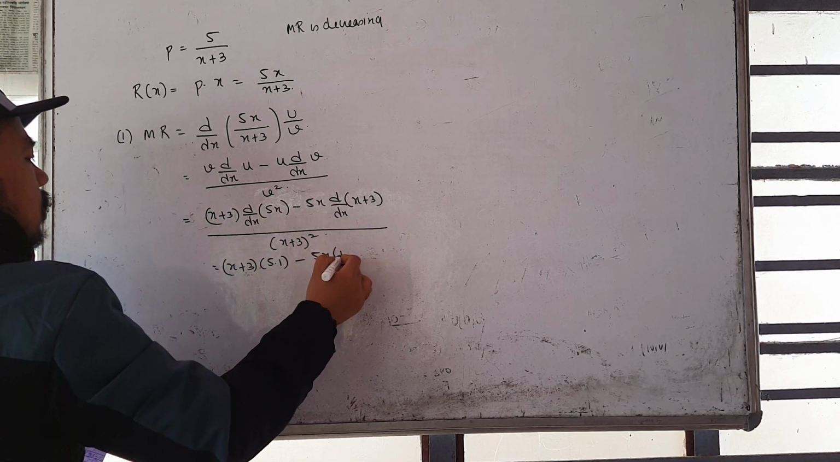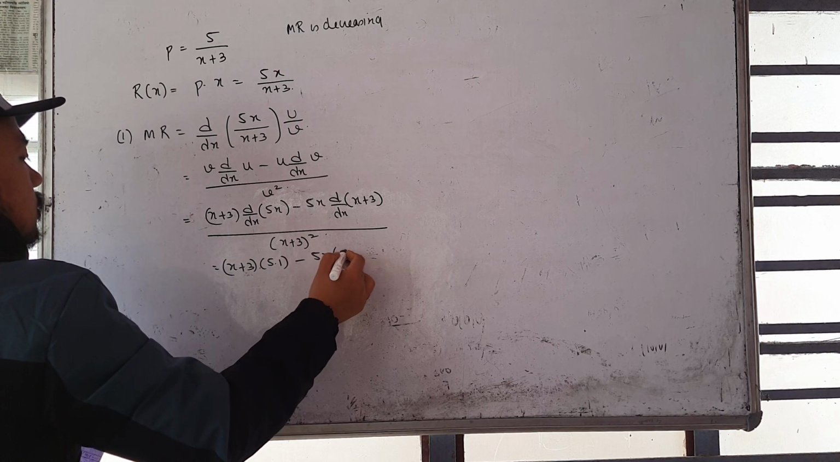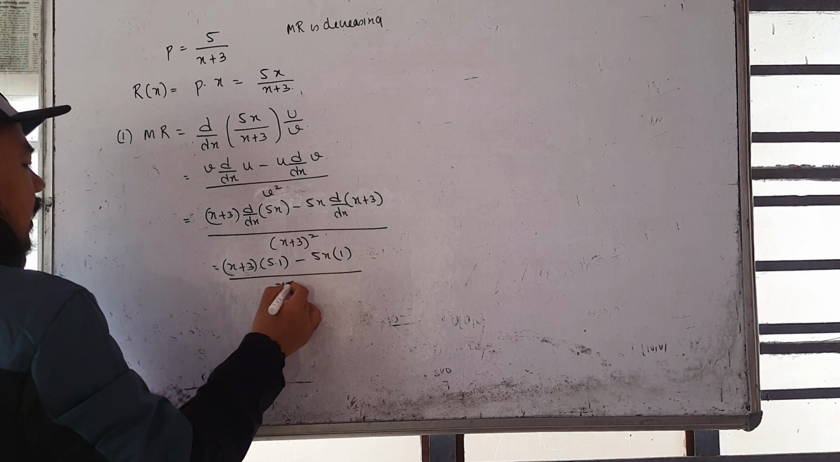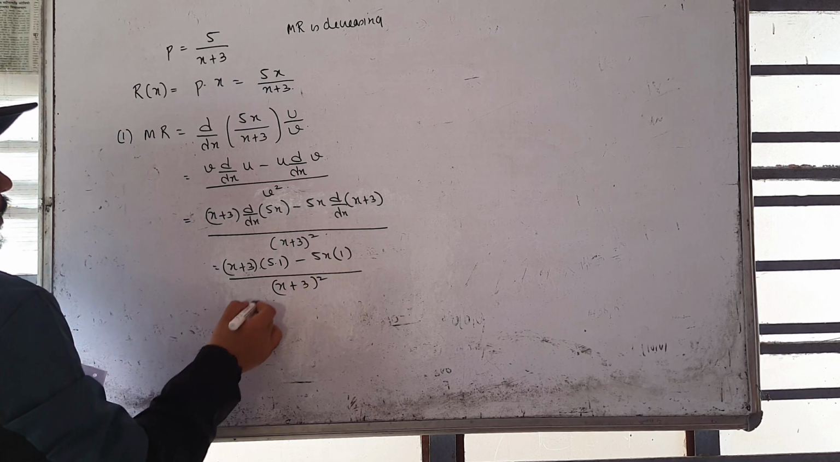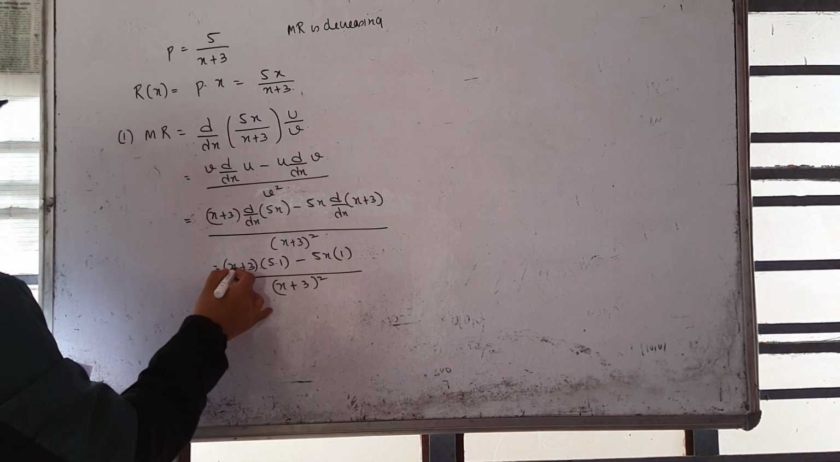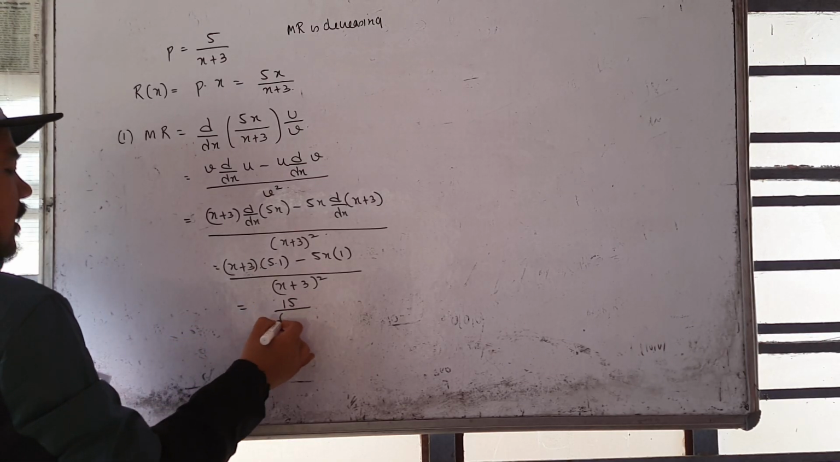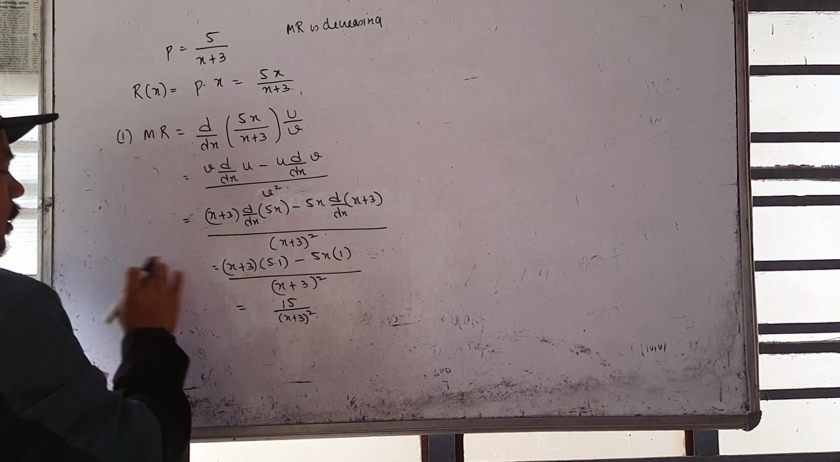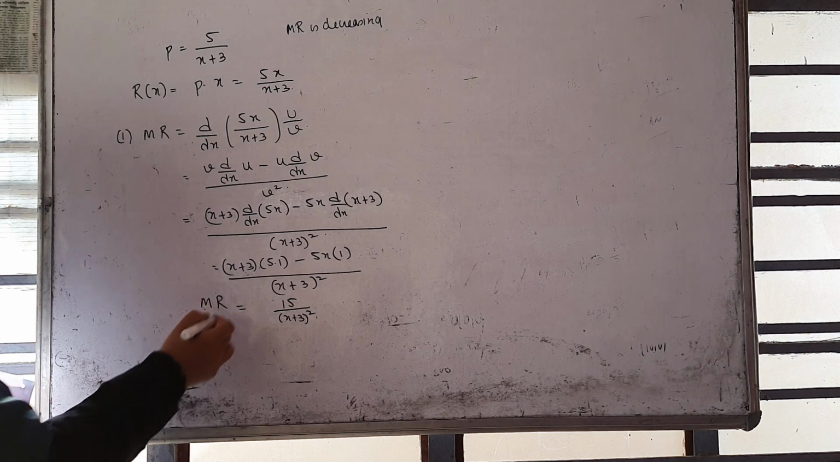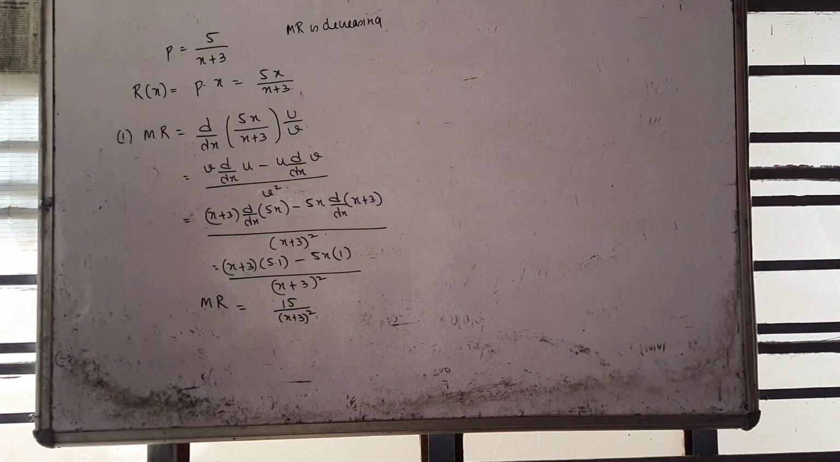What's the derivative of x? 1. What's the derivative of 3? 0. So divide the whole thing by x plus 3 whole square. So what are you getting? 5 into x, so plus 5x, and 5x minus 5x cancel. So you are left with what? 15 divided by x plus 3 whole square. This is your marginal revenue. 2-mark question. Dummy question. Is that clear?